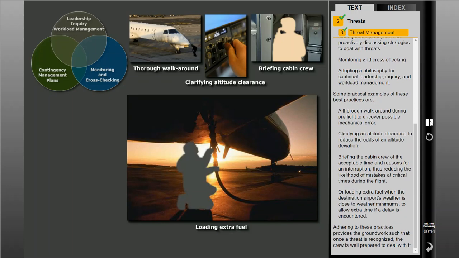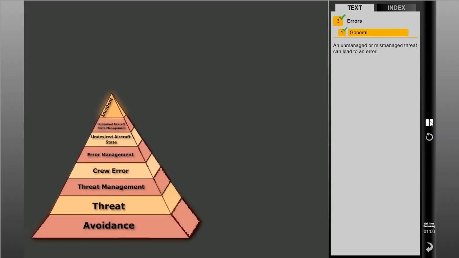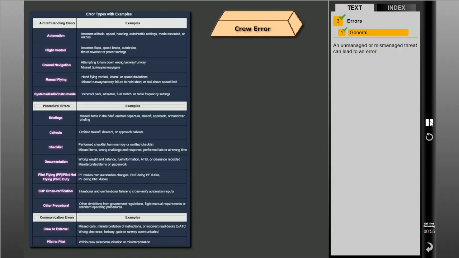Adhering to these practices provides the groundwork such that once a threat is recognized, the crew is well prepared to deal with it. Threat management provides the most proactive option to maintain margins of safety in flight operations. An unmanaged or mismanaged threat can lead to an error. An error is a crew action or inaction that leads to a deviation from expectations.